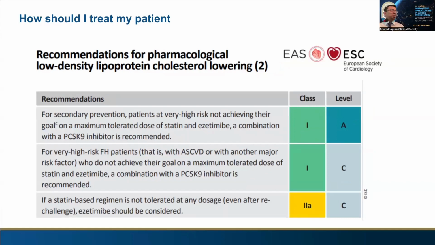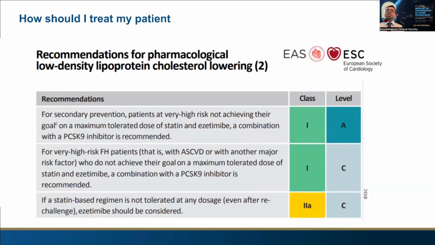Secondary prevention is also the same. You have to start with the highest tolerable dose, then add the second drug or the third drug depending on the patient's response.